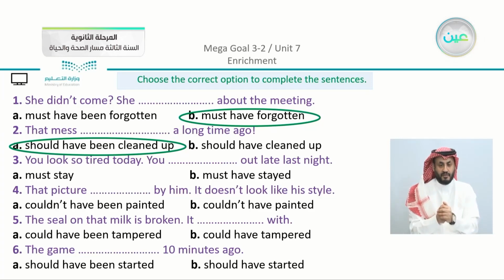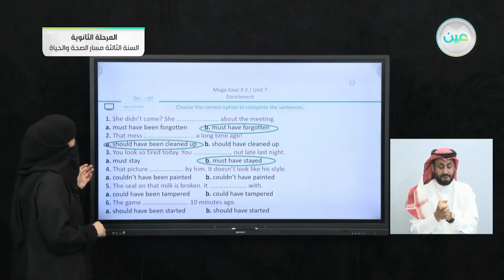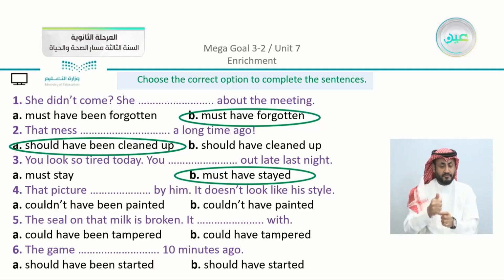You look so tired today. You blank out late last night. You must stay, you must have stayed. So which structure is correct? We have B. That picture blank by him, it doesn't look like his style. We can say either couldn't have been painted by him or couldn't have painted. So yes, we see the correct structure, A.